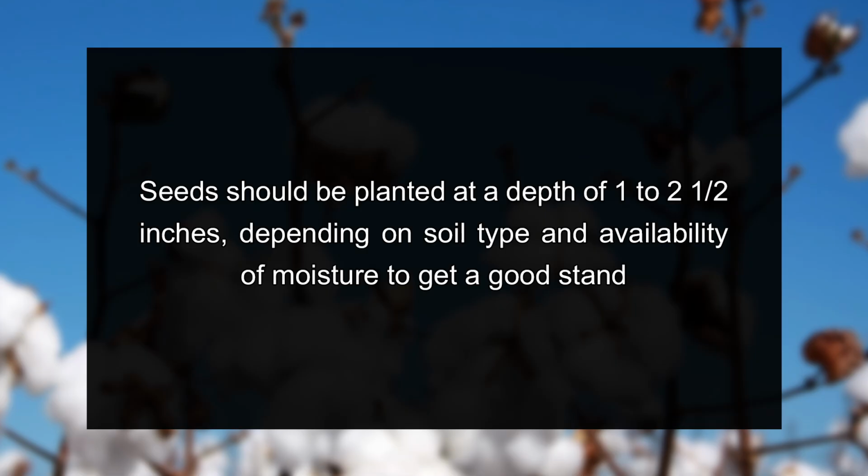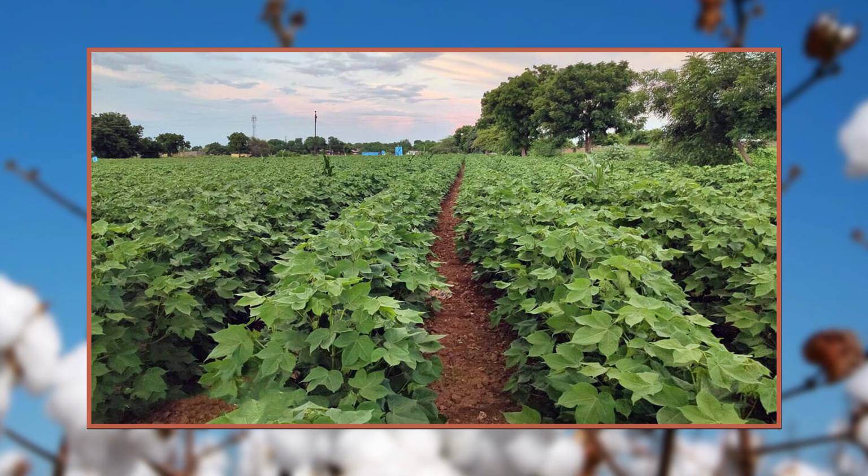Emergence will take longer if seeds are planted in cool soils. Temperatures below 60 degrees Fahrenheit are detrimental to germination, emergence and seedling growth. Seeds should be planted at a depth of 1 to 2.5 inches, depending on the soil type and availability of moisture, to get a good stand. A good stand refers to the number of healthy, vigorous seedlings that are evenly distributed in the field.